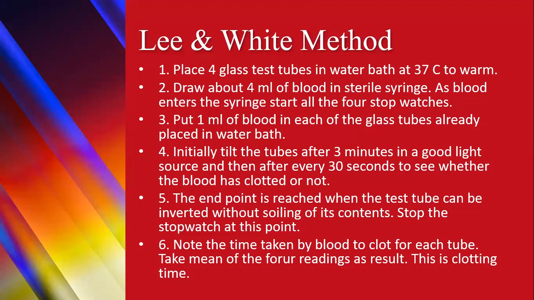Okay, so first of all you have to place four test tubes in a water bath at 37 degrees centigrade, and then draw 4 ml of blood. As you have four test tubes, you will draw 4 ml blood in a sterile syringe from a patient. As blood enters the syringe, start all four stopwatches.